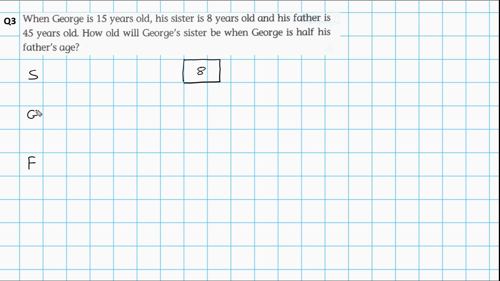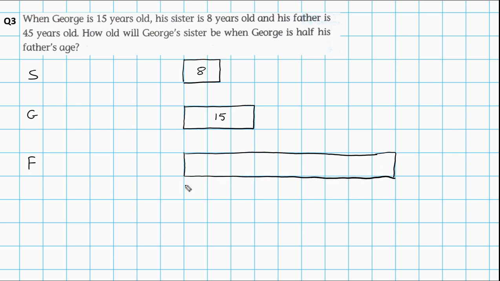How old is George? We've got that George is 15. I'm going to draw a bar here, and this is going to represent George's age at 15. And then I'm going to draw a bar for his father. Let's say he's a fair bit older. And this represents the 45. So this here is 45.